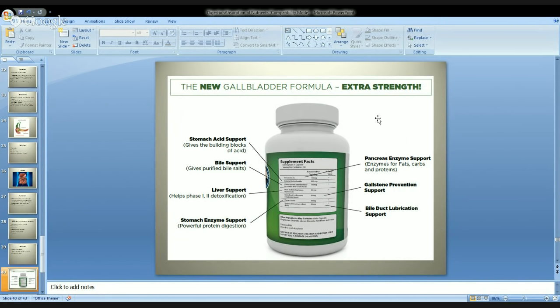There's Spanish black radish for the liver. It has slippery elm bark to help lubricate the bile duct. So it's a wonderful product that you take, more like a short-term product.